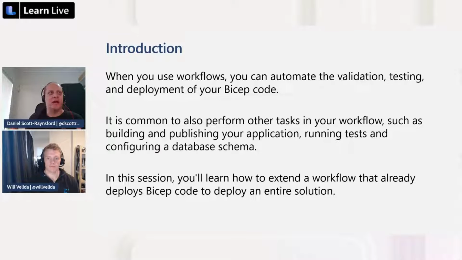Some of the examples might be we need to build our code, or we need to publish the schema of our SQL database or our Postgres or whatever we're running. We might need to configure the host operating system if we're using virtual machines. There's a number of different tasks we might need to run to get our application safely into the hands of users. So in this session, we're going to take a previous workflow that just deployed Bicep, and we're going to extend it, and Will's going to take us through this in a lot of detail. We're going to extend that workflow to add all those additional tasks that we might need to run.